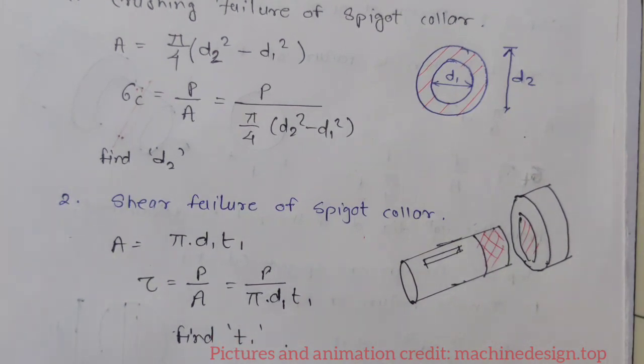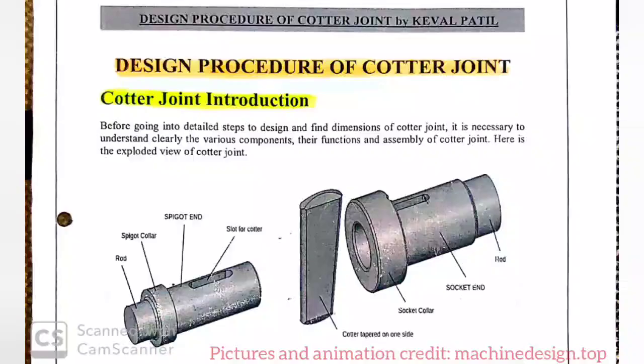Right, so now step 3 is completed. We can move to the socket and spigot design. Thank you for watching video, guys. Hopefully you have understood the design procedure of Cotter joint. Now in next video we'll see the remaining part, that is design of socket and socket collar and Cotter.